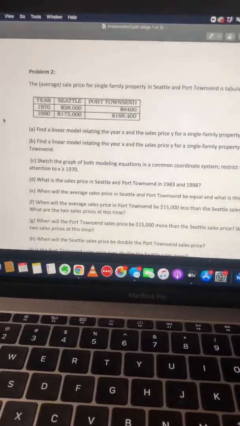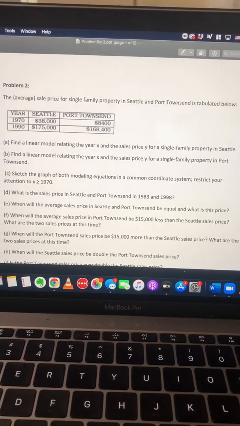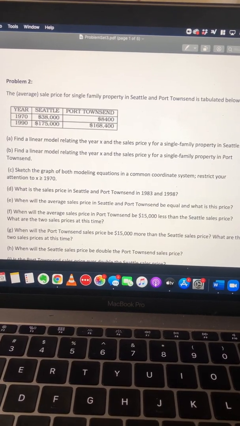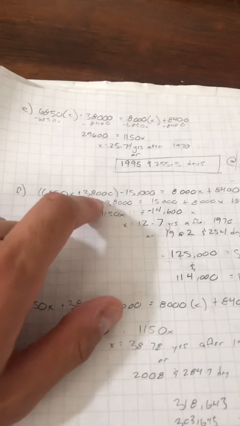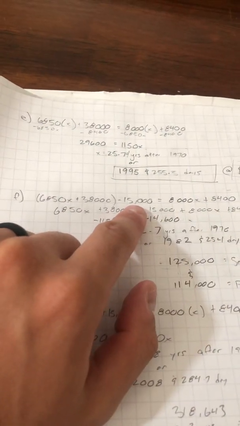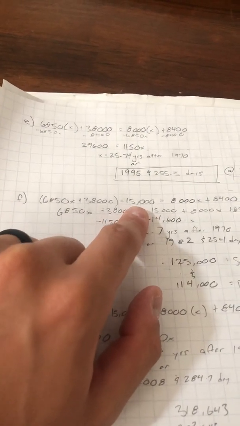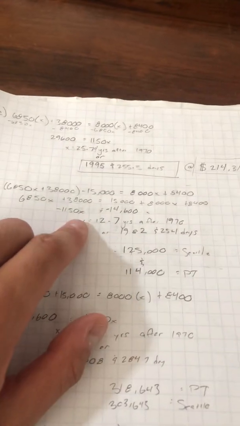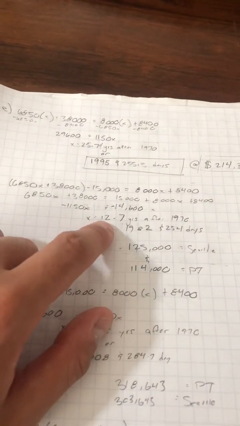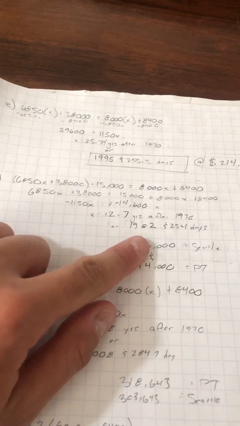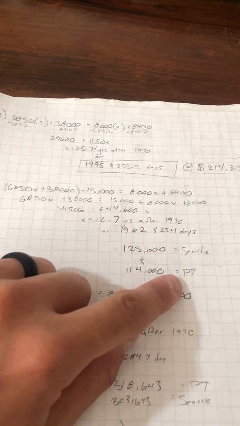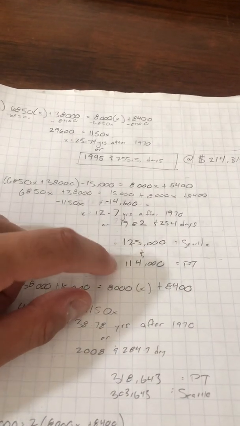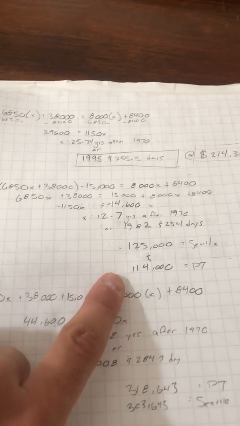For F, when will the average sales price of Port Townsend be 15,000 less than the Seattle sales price? What are the two sales prices at the time? So similar to the last problem, we go ahead and set the two equations equal to each other, but now we want it to be 15,000 less, so we subtract 15,000 from one side of the equation, and then solve for x, and we get 12.7 years after 1970, which is 1982 and 254 days. The Seattle price is 125,000, and the Port Townsend price is 114,000.